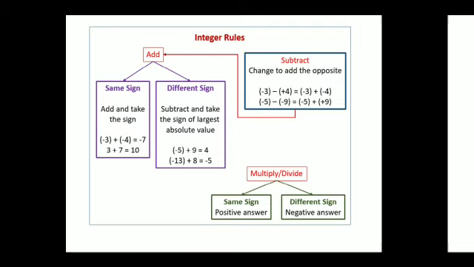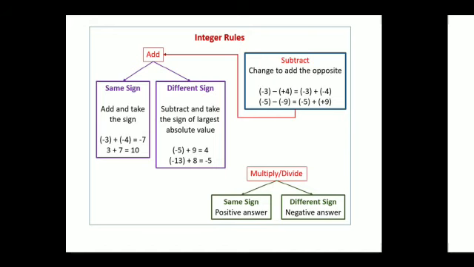All right. Look at this diagram and understand the basic rules of integers. First, if we talk about addition with the same signs, add and keep the sign, like -3 plus -4. The value is 7, but the sign is negative. Or an example like 3 plus 7 is equal to 10. With different signs, subtract and take the sign of the largest absolute value. For example, -5 plus 9 is equal to 4. -13 plus 8 is equal to -5.